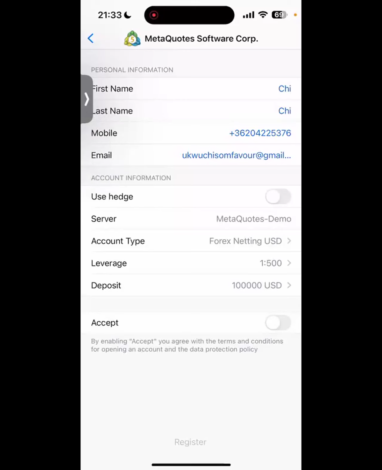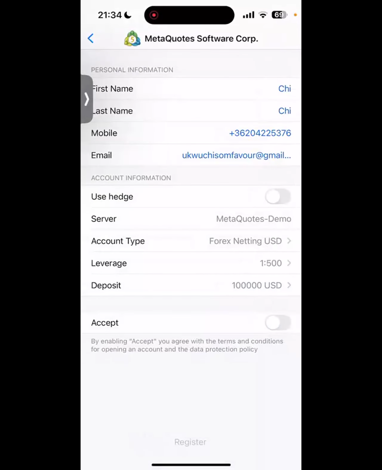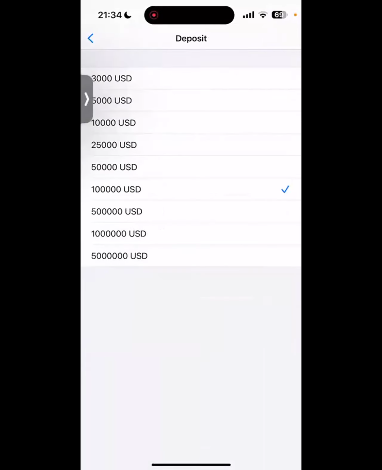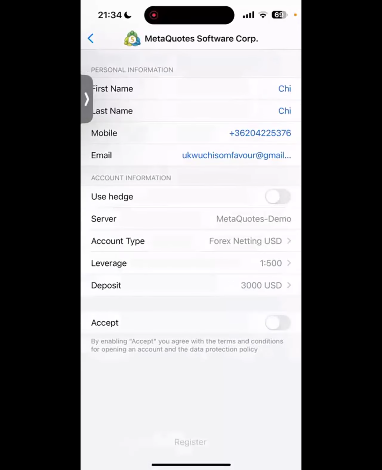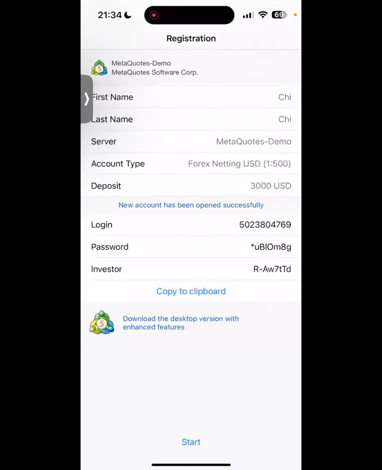Then on the deposit, you can reduce that to something close to your funding capital. So I like to say 3K. You can choose 3K. Deposit, choose 3,000. So click the accept icon and then register. Start.